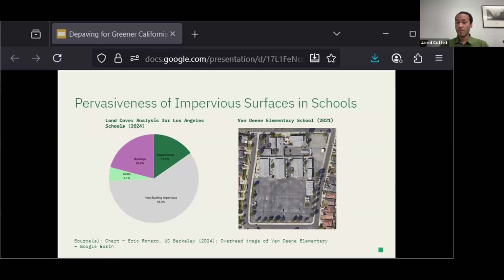On the right, we have aerial imagery of Van Deene Elementary School, which I believe is within the LA region. And this demonstrates what typical California schools look like, right? You have some greenery around the perimeter, some between buildings, and then just a lot of expansive impervious surfaces, concrete, cement, pavement along the interior, even within the play yards where students spend a lot of recess and playtime, physical education classes, etc.